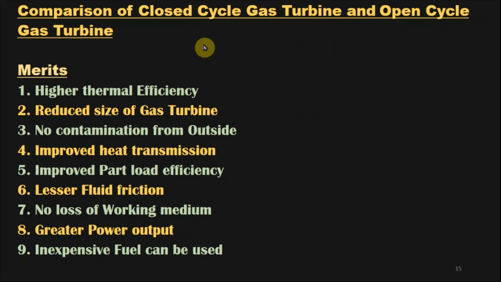gas turbine. Since the working substance is heated externally in a closed cycle gas turbine, relatively inexpensive fuel can be used in them. Relatively inexpensive fuel in solid form, liquid form or gaseous form can be used in the case of closed cycle gas turbine compared to open cycle gas turbine. In open cycle gas turbine, quality fuel is required for the combustion because the combustion is the integral part of the open cycle gas turbine system.